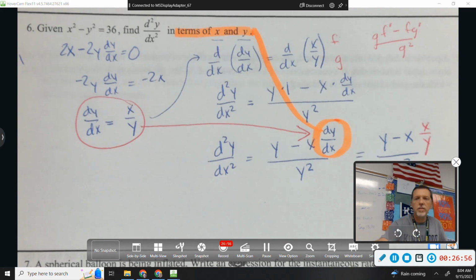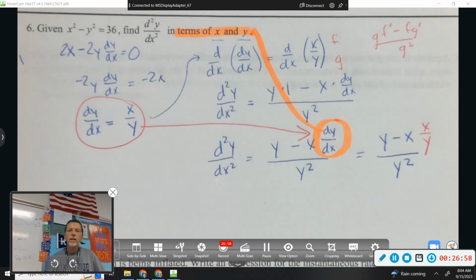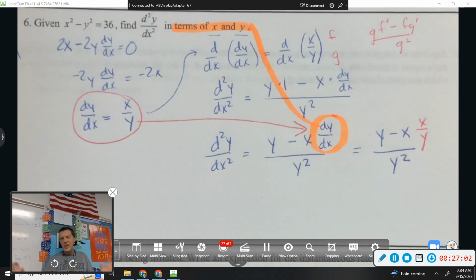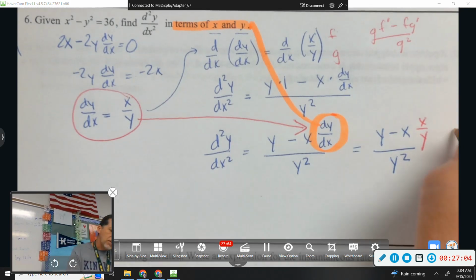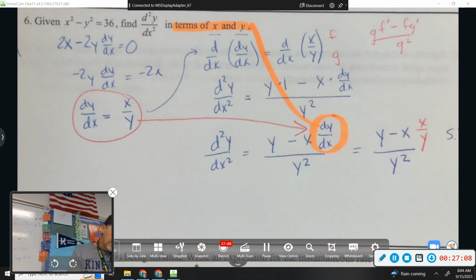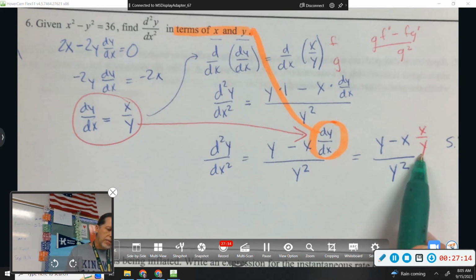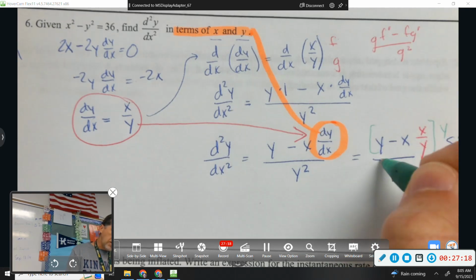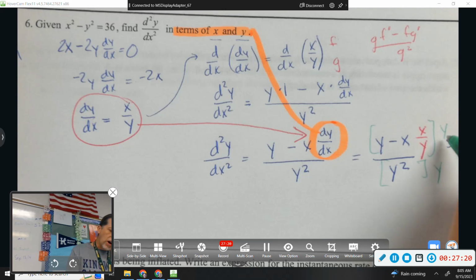All right, that would be a safe stop answer. Right, because that's a second derivative. If only x's and y's in there, we're good. That is a safe stop answer. But multiple choice, of course, is going to mess some things up. Let's see. I don't like that y in the bottom. So I'm going to multiply top and bottom by y to clear out that denominator.